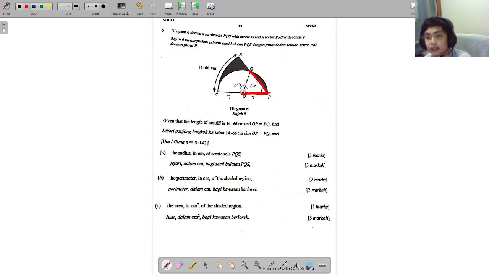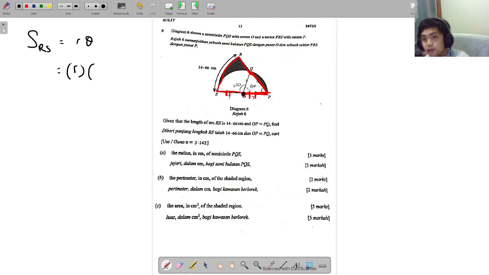Now, since we know that this is a semicircle, that means this length is equivalent to this length, right? So we can actually take the entire sector here to solve. So that means we have arc RS equals r theta. So r is unknown, and theta is unknown also.